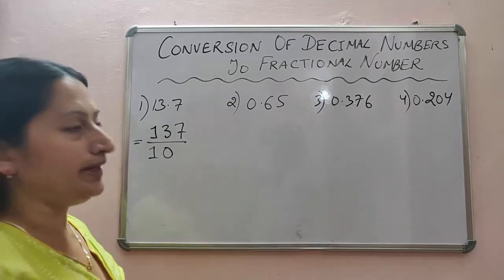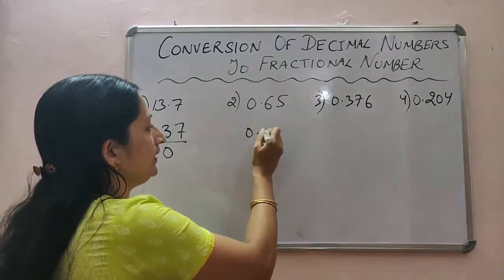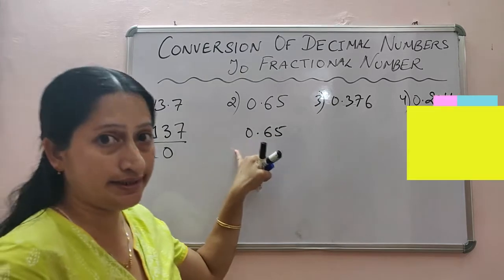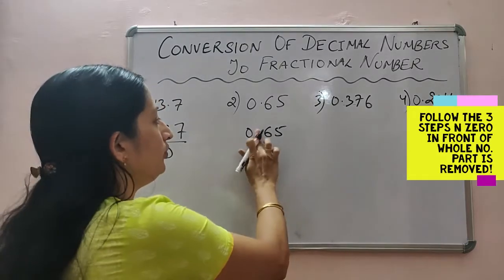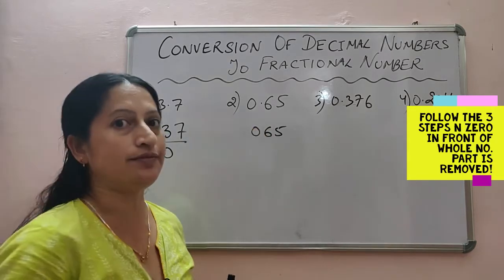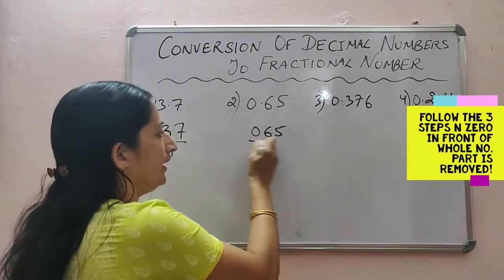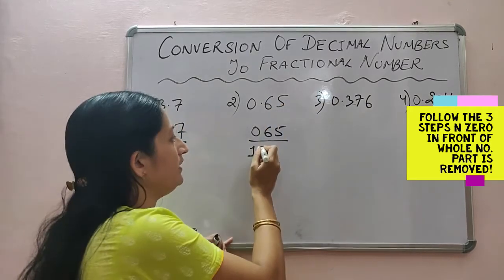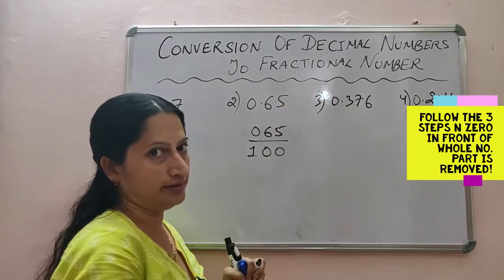Now let's go to the next number. Our next number is 0.65. We will not write it in a similar manner. We will remove this decimal and the 0. We can put it just like this without the decimal. And then we will put 1 here. There are 2 numbers after the decimal, so we will put 2 zeros here.